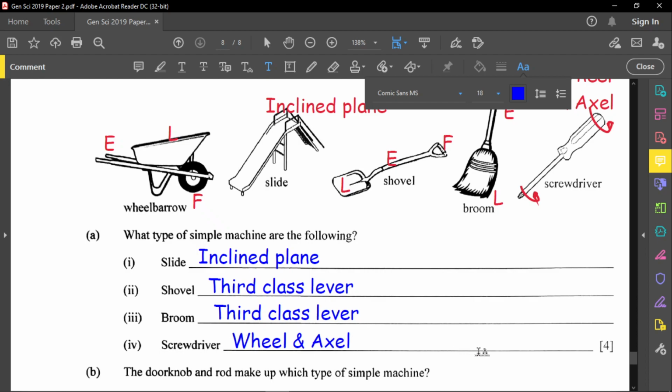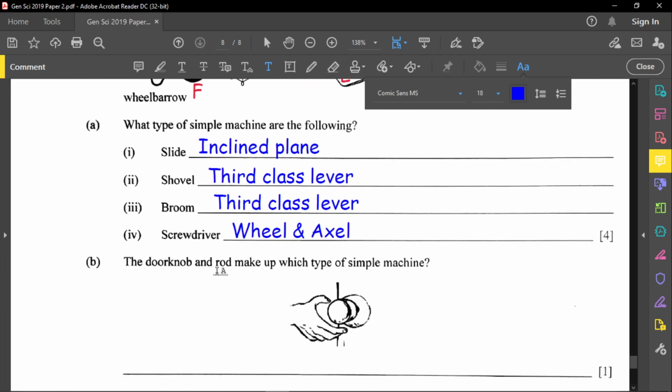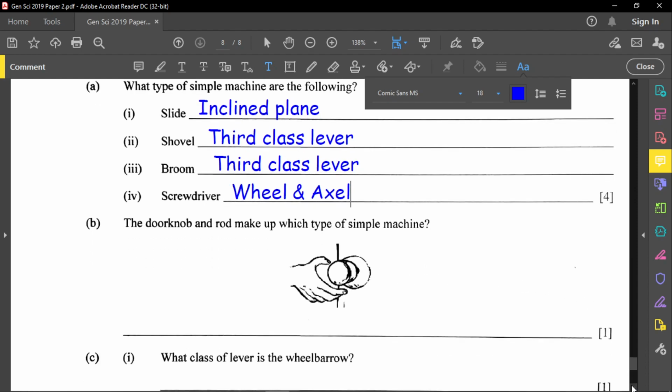All right, so great. Now part B of this question is, the doorknob and rod make up which type of simple machine? So again, you turn at one end, there's a rod in the middle of the doorknob, and so this will be another example of a wheel and axle.